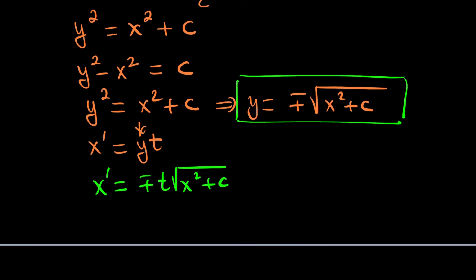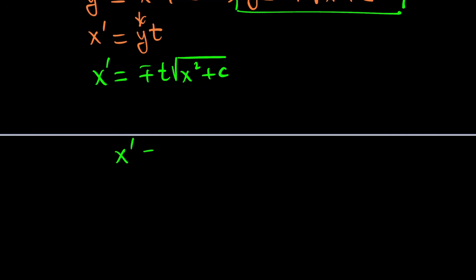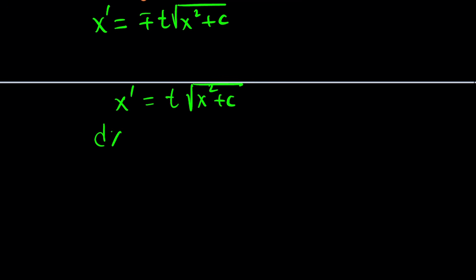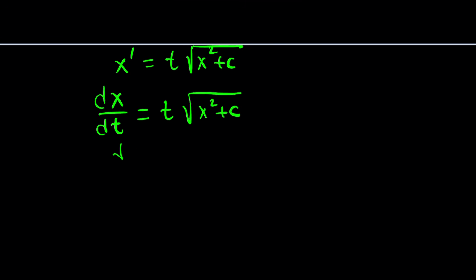So let's say x prime equals t times the square root of x squared plus c. The other one is very, very similar. And guess what? This is a separable ordinary differential equation. Isn't that cool? x prime is dx/dt, which equals t times the square root of x squared plus c. Let's bring the x term to the left-hand side. We get dx over the square root of x squared plus c equals t dt. Now we have something we can easily integrate. But when you integrate, what happens?